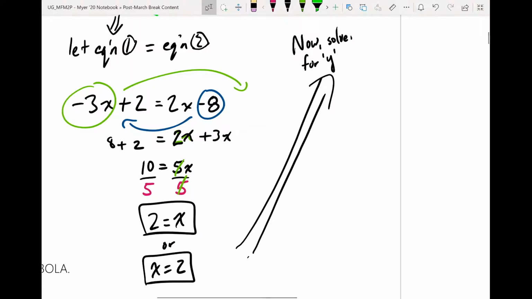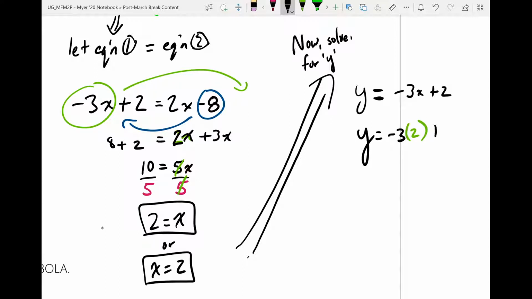So to solve for y, we take either equation, like we can take equation 1 or equation 2. Let's take equation 1. And we had y equals negative 3x plus 2. And to solve for y, we just have to substitute in the value that we had for x. So negative 3 times 2 is negative 6 plus 2.